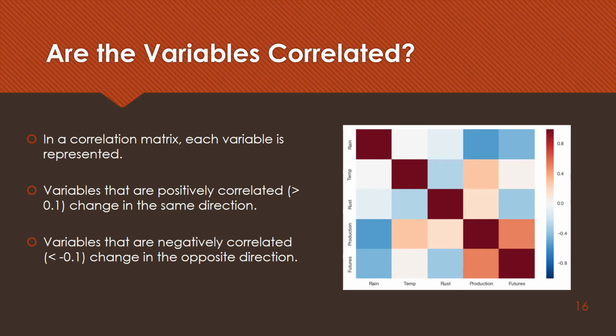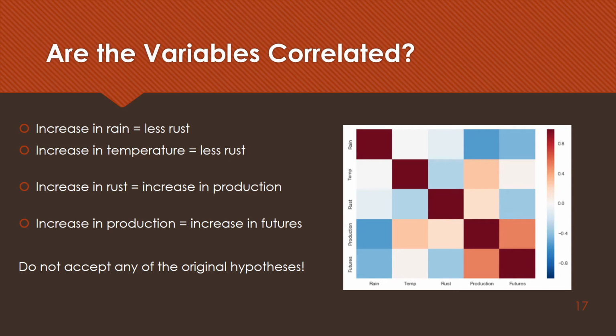In order to see how exactly the variables were correlated, we made a correlation matrix. Each variable is represented. Variables that are positively correlated change in the same direction, and if they're negatively correlated, they change in opposite directions. An increase in rain means less rust. An increase in temperature means less rust. An increase in rust equals an increase in production. And finally, an increase in production equals an increase in futures, so we reject all of our original hypothesis.